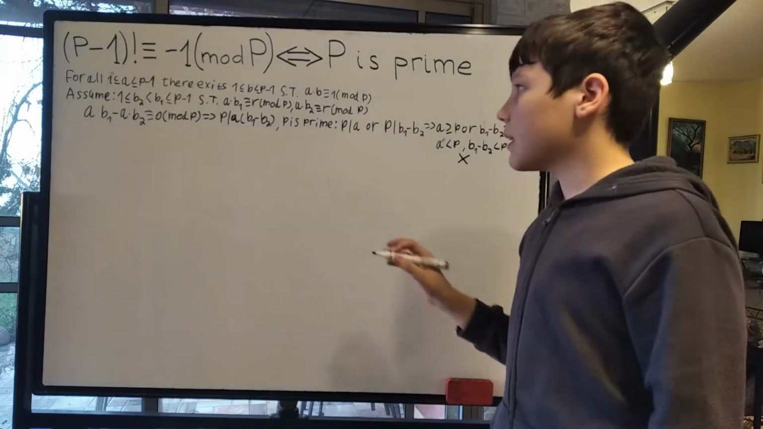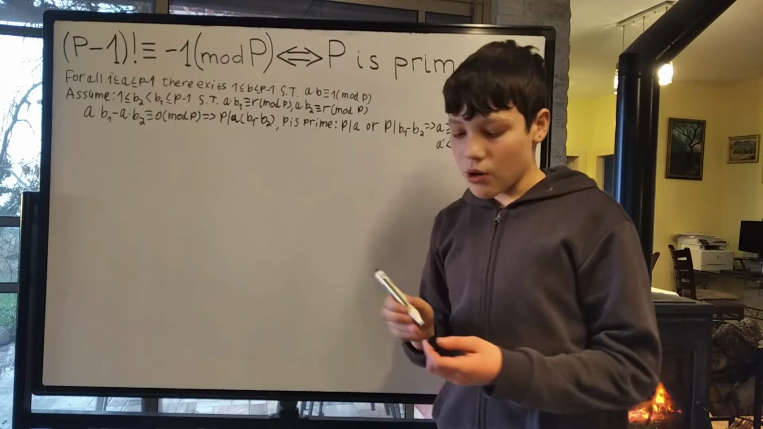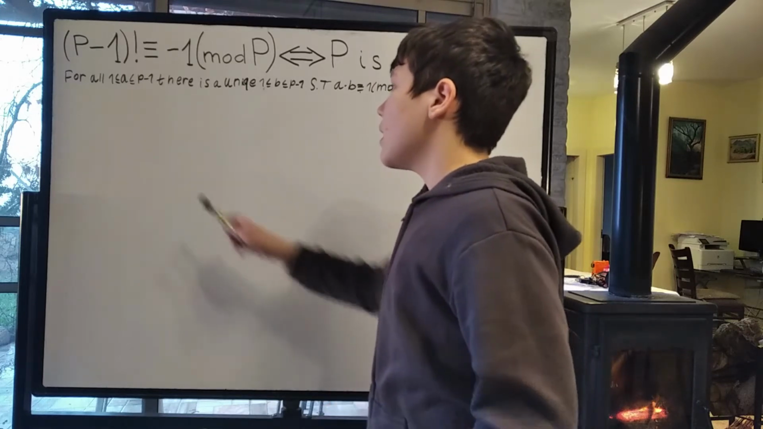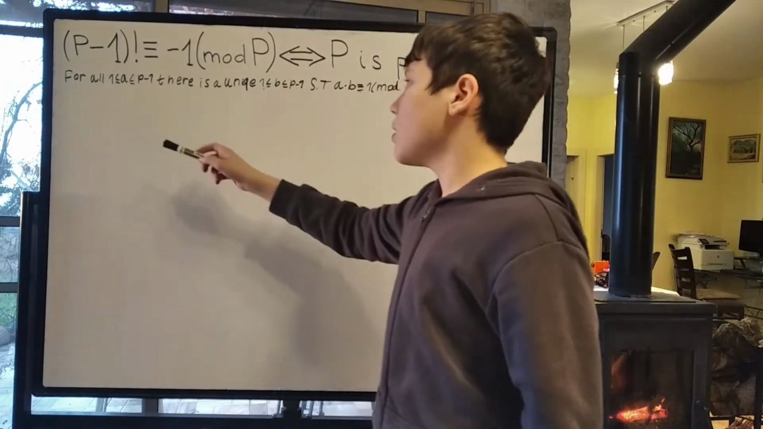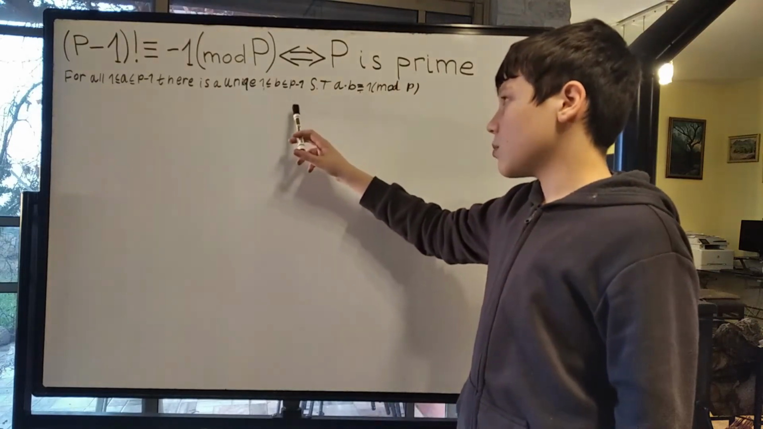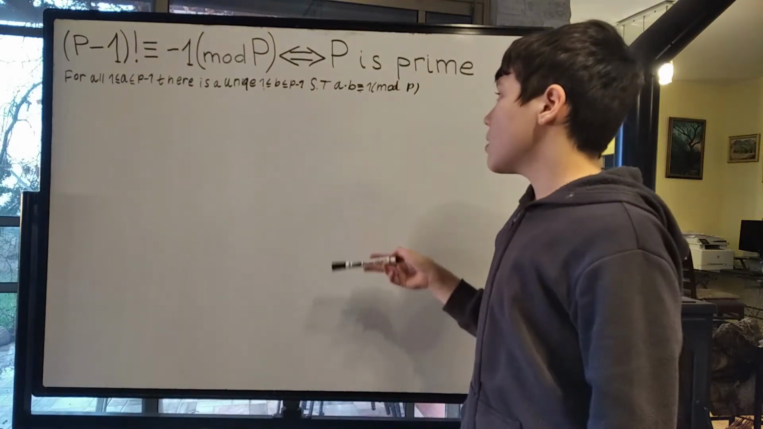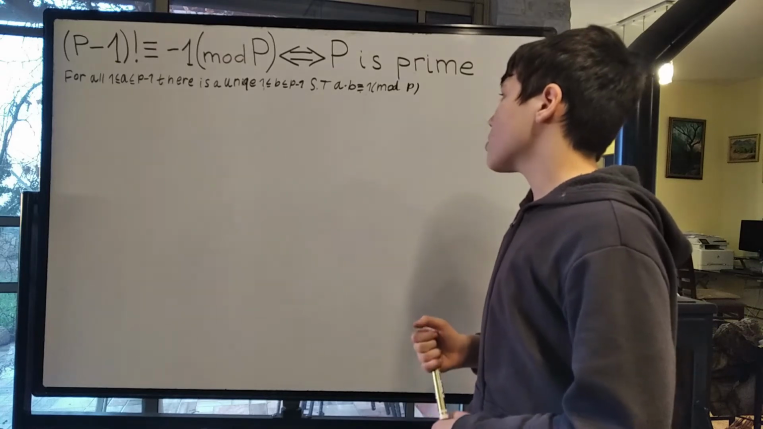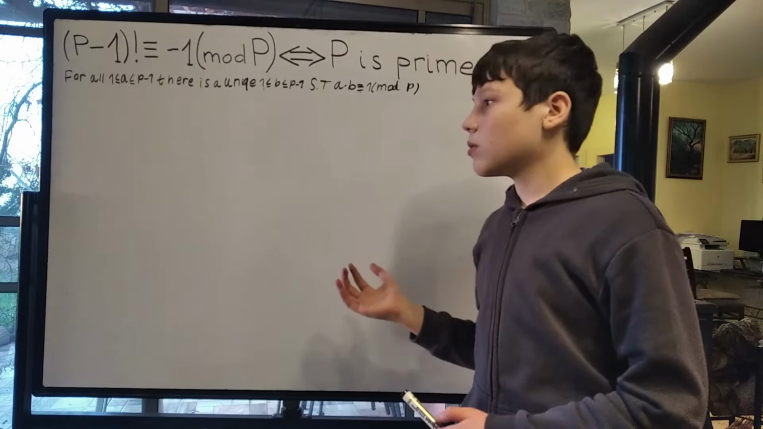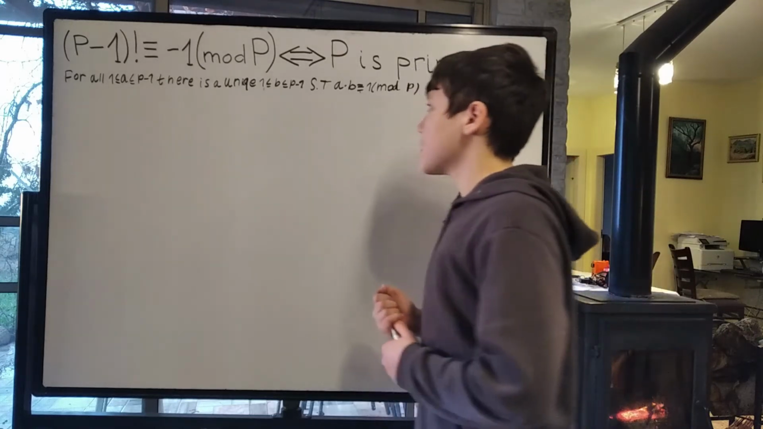So let's clear the board again, and we'll work with that. Okay, now we've shown that for all a between 1 and p − 1, there is a unique b also between 1 and p − 1, such that a times b is congruent to 1 mod p. It's really any congruence mod p, but we'll just work with 1 because that's what we need.